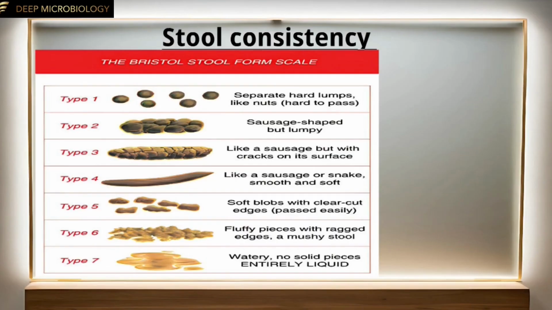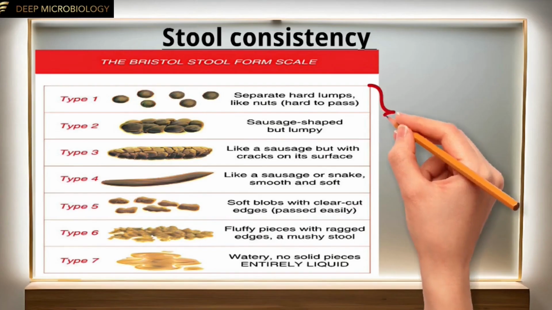Stool consistency. Stool consistency is classified using the Bristol stool chart, which is designed to categorize stools into 7 types, ranging from type 1, the hardest, to type 7, the softest. As seen below, the chart provides a clear visual and descriptive guide to help assess bowel health and function.